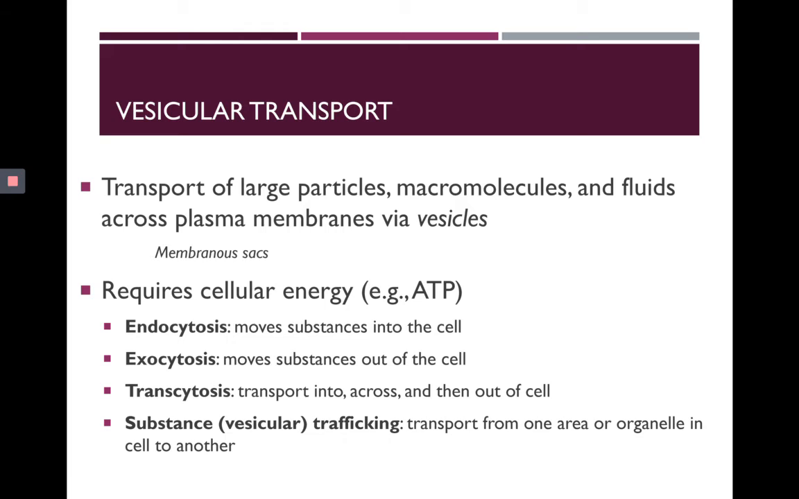The types of vesicular transport that we're going to look at are endocytosis, exocytosis, transcytosis, and substance vesicular trafficking. Endocytosis is when we bring things into the cell. Exocytosis is when we bring things out of the cell. Transcytosis is when we bring things into the cell, across the cell, then out of the cell. And substance vesicular trafficking is when we move things from one organelle to another.